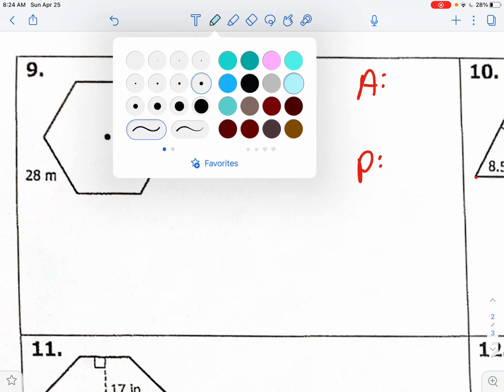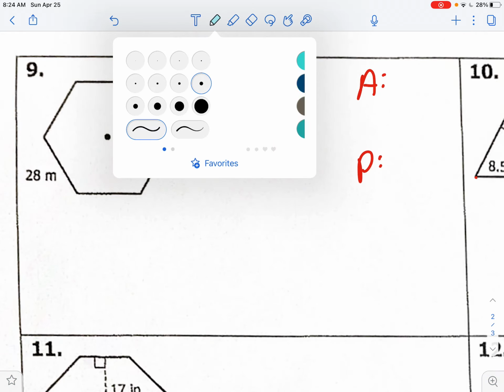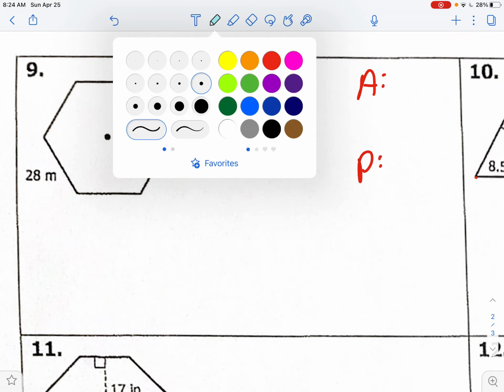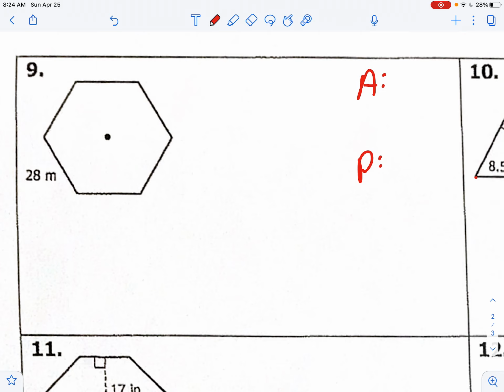Hey, good morning. Today we're going to talk about how to find an apothem or perimeter when you're finding the area of a regular polygon. So first things first, we need to look for what we are given here. In this problem, number 9, we're given a side length.